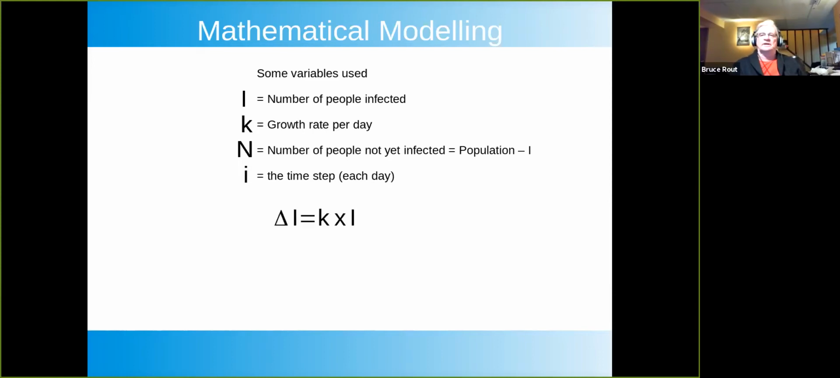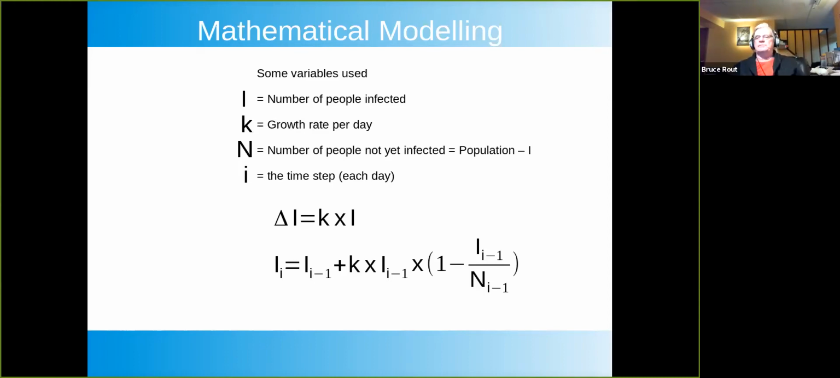So when we build the model, we know that the change in the number of people infected is equal to K, the growth rate per day, times the number of people who are already infected. That makes it exponential. So our formula is very easy. Each time step, number of people infected equals the previous time step's number of people infected plus K times the number of people who are infected at that time step. And so that we don't have an infinite number of people who get infected, we run out of people, we throw on what is called a taper.